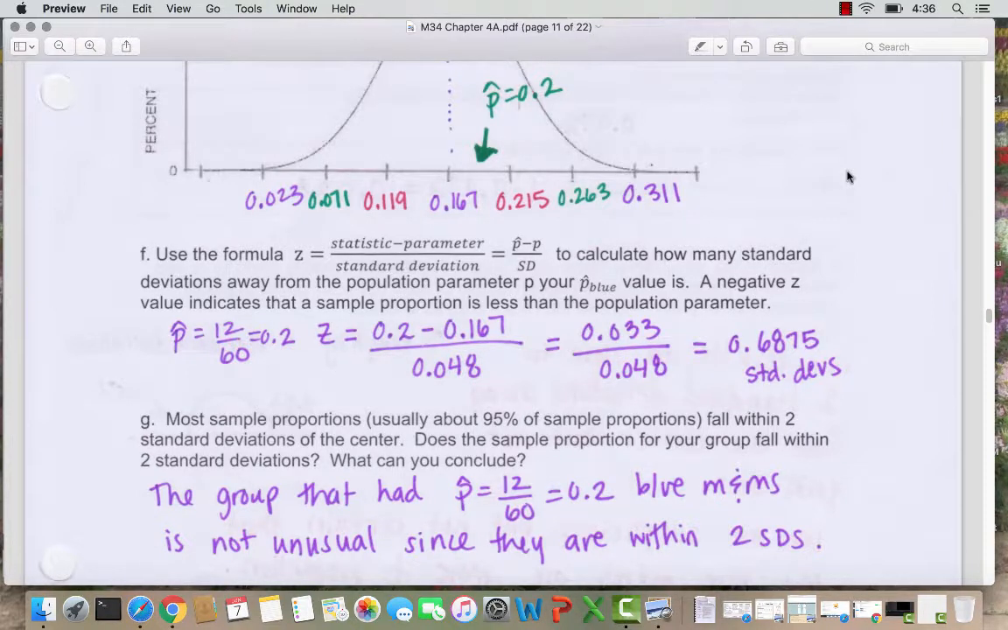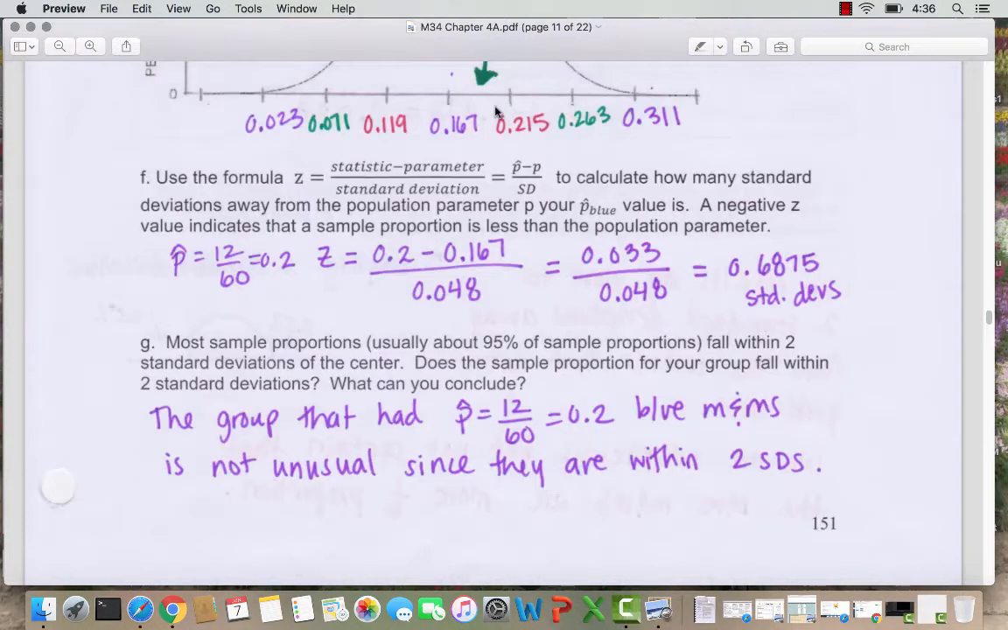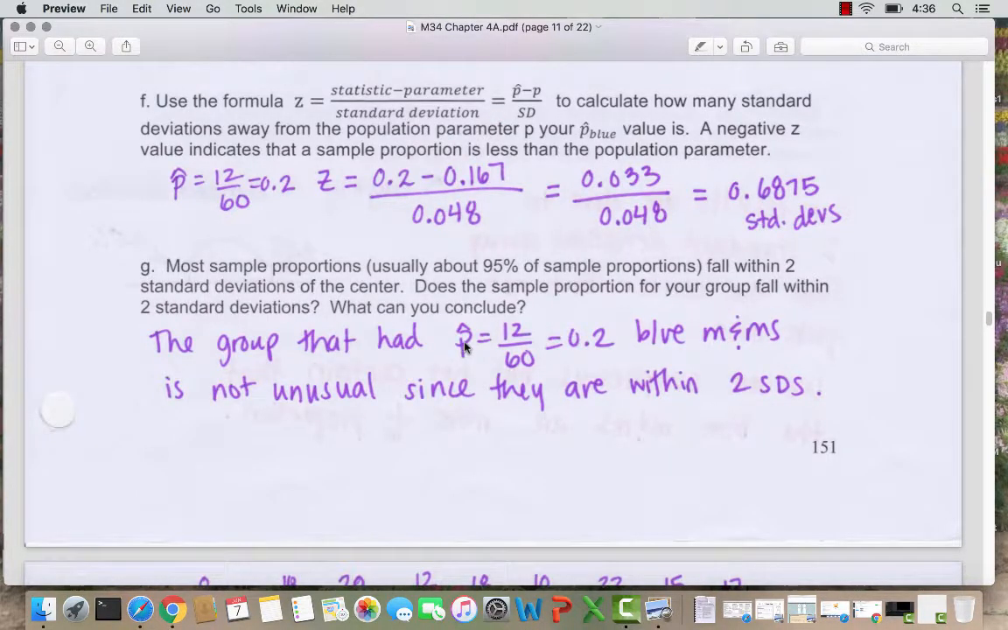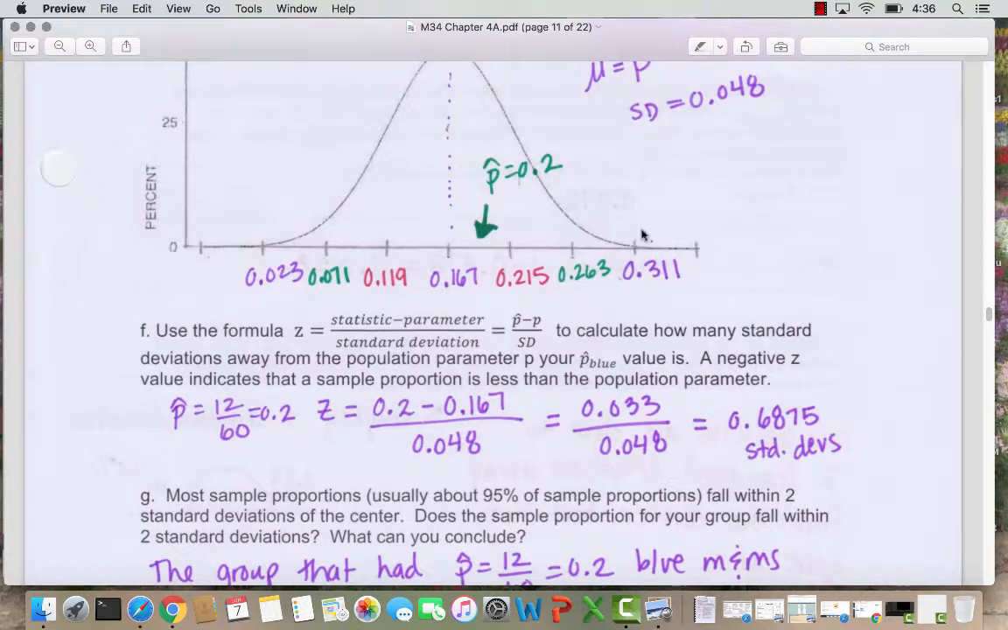So does this sample proportion for this particular group fall within 2 standard deviations? This group that had their p hat equal 12 out of 60, which is 0.2 blue M&Ms, was not unusual. They were within 2 standard deviations. If you run this yourself, you could do it a few different times to check and see, are your results within 2 standard deviations, or are you getting something unusual? If you're getting values way out here or way down here, more often than not, then you would start to doubt that the population value really is centered at 1 out of 6, the 0.167 as a decimal.